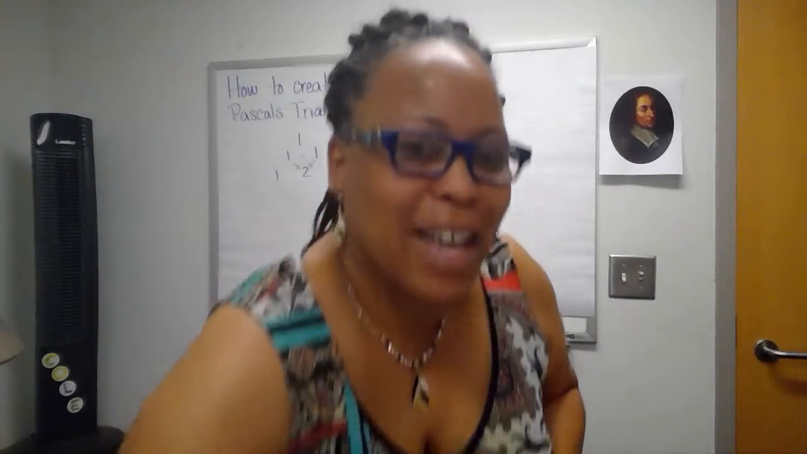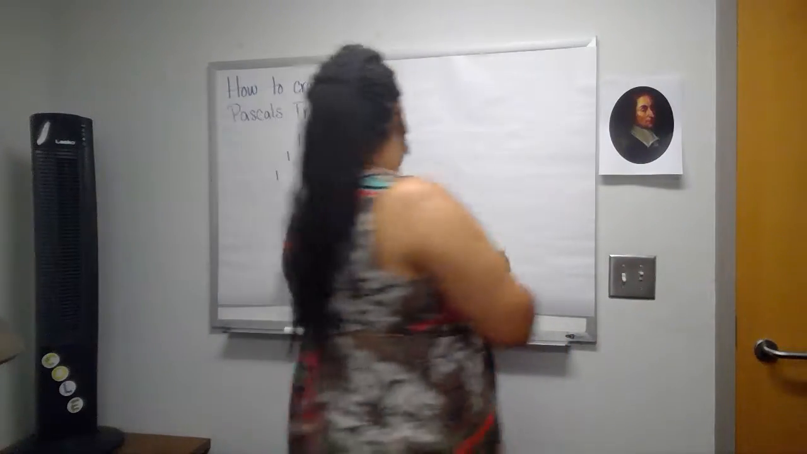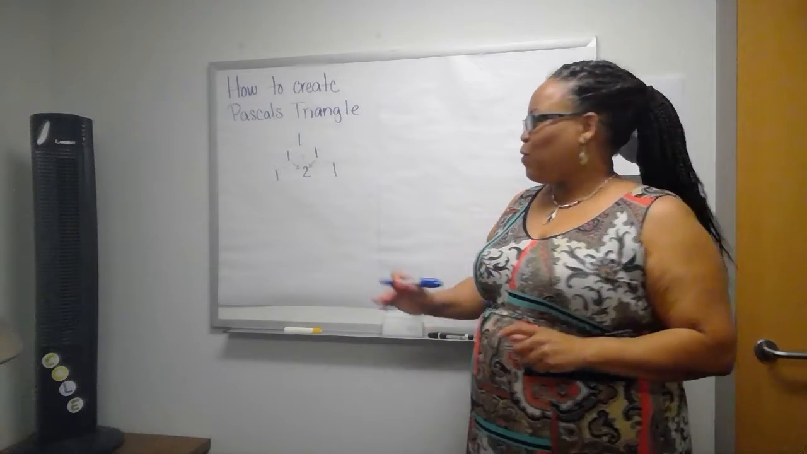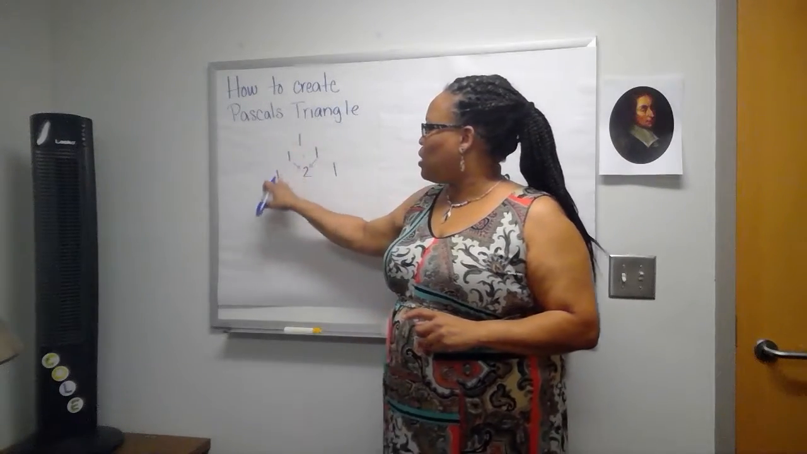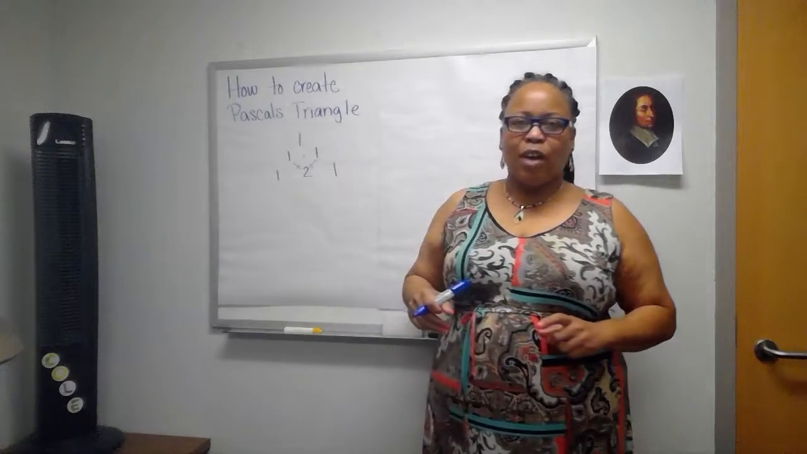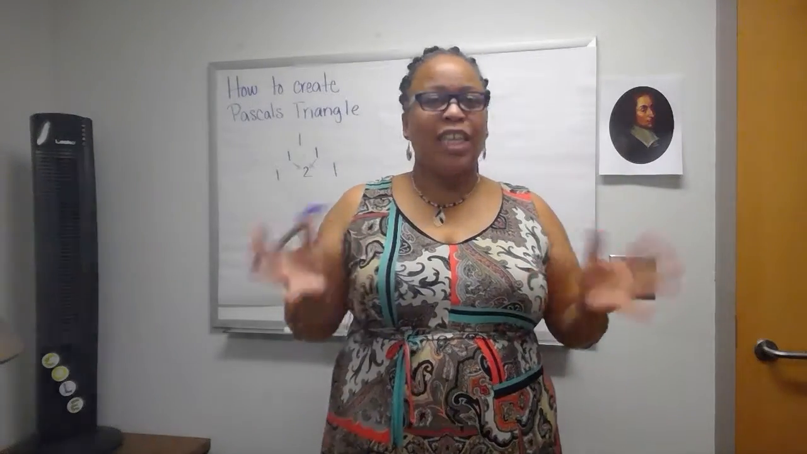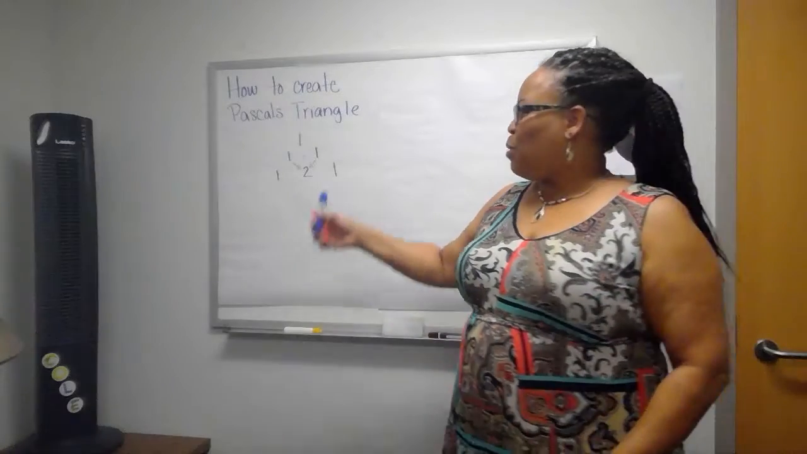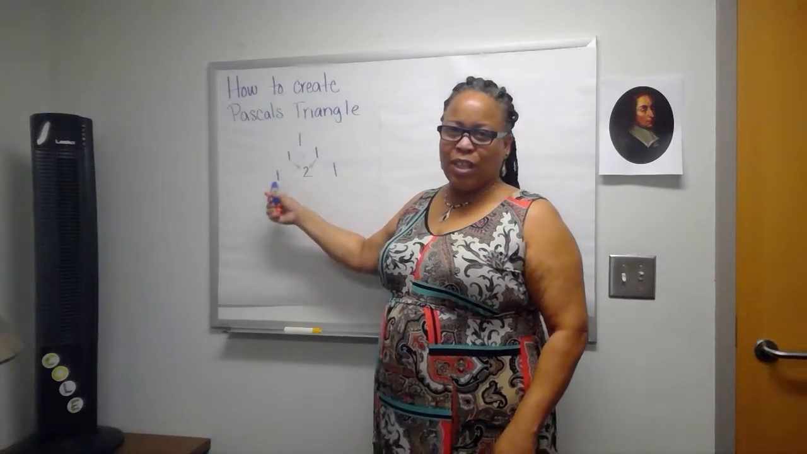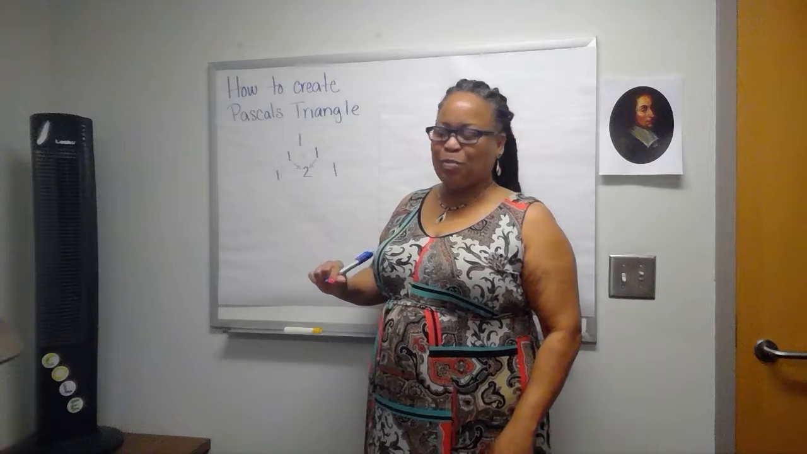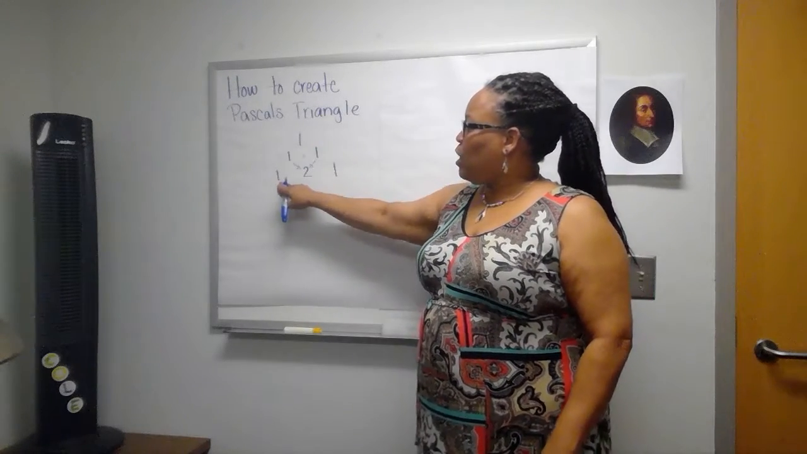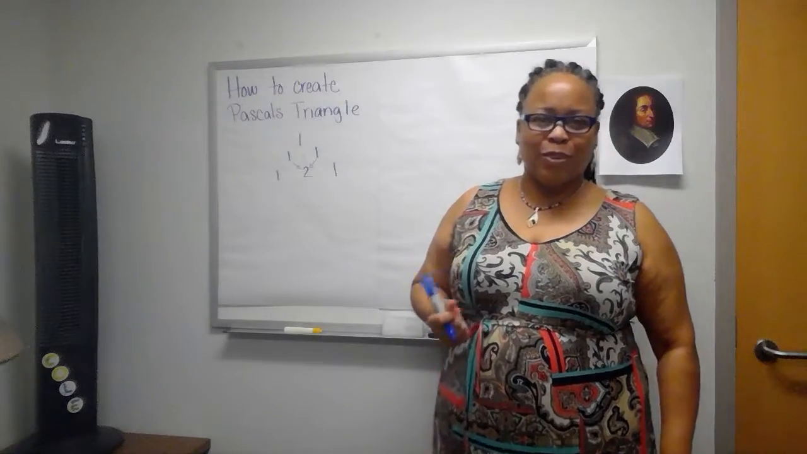So let's look at how to create Pascal's triangle. The first thing we notice is that the triangle is an equilateral triangle and it goes on and on and on. We begin with ones along the diagonals. So you will begin with 1, 1 and 1, and then we get to the third row.